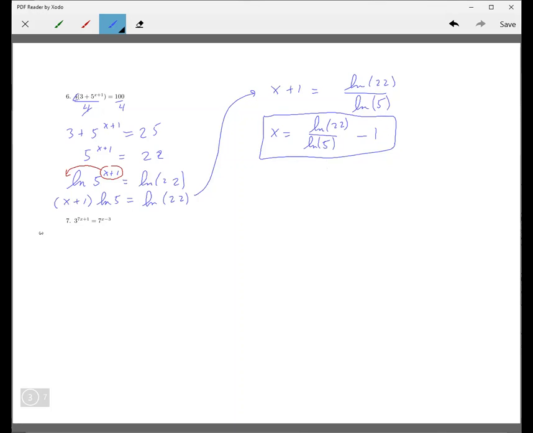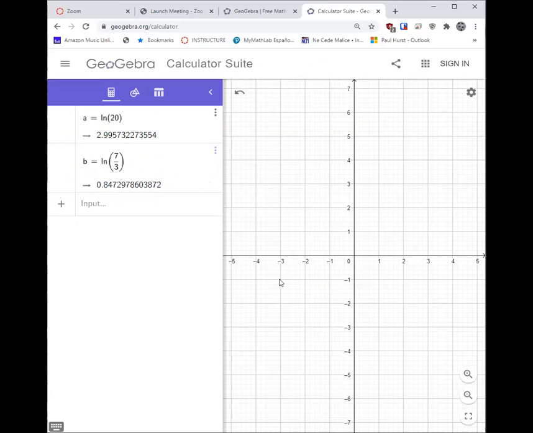We're supposed to use a calculator, so let's just run through GeoGebra really quickly. Okay, so I know it's a fraction, so I'll type the slash key first. So log of 22, use the arrow keys to get down there, log of 5. And then I'm going to subtract 1 from it. So 0.9, so 6 decimal places.